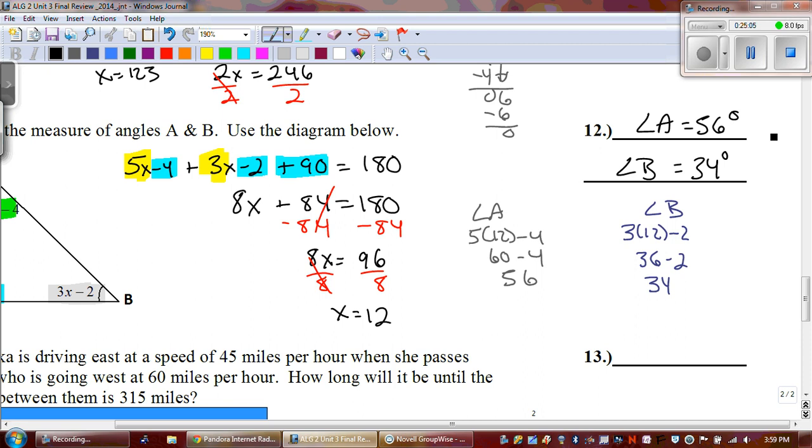Okay, and if you were to add all those numbers up, 56 and 34, and your other angle, which was 90, you'll get 180 degrees.